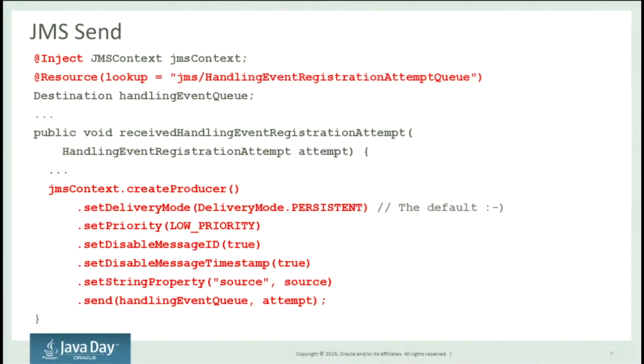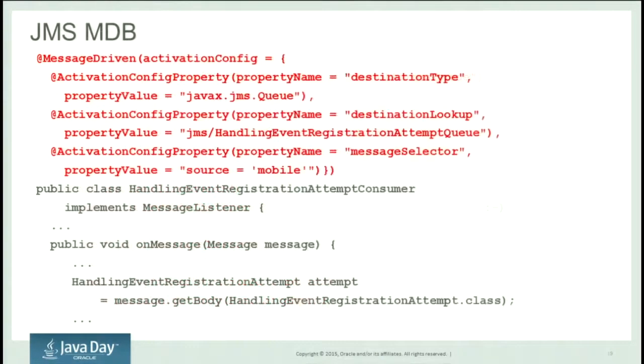Just a single line, a fluent API, and this is just the tip of the iceberg. This is a very, very powerful programming style that lets you do simple things very simply, and extremely complex things are still possible. So if you have not explored JMS 2.0, you should do so.